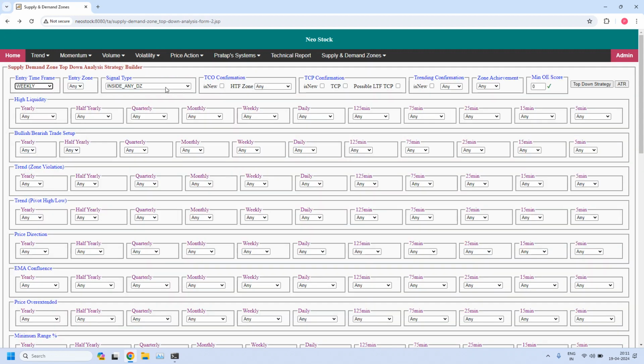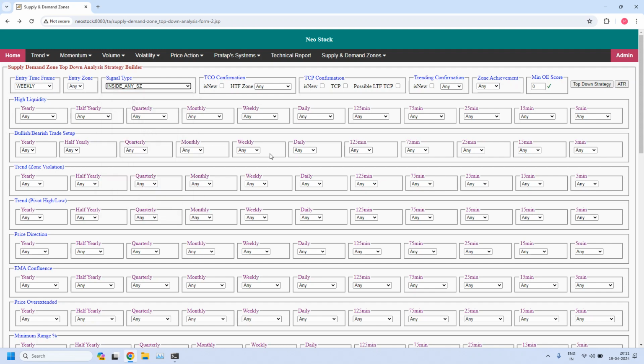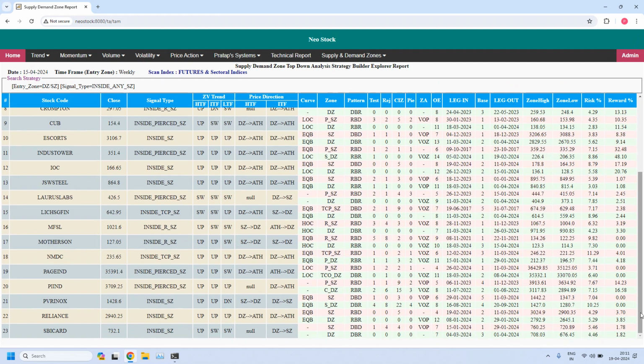For weekly time frame, let us find the stocks where price closed inside weekly supply zone. So this is the filtered list. Let me scroll down. So total 23 stocks are filtered where price closed inside weekly supply zone. Now let us identify the tested zones.